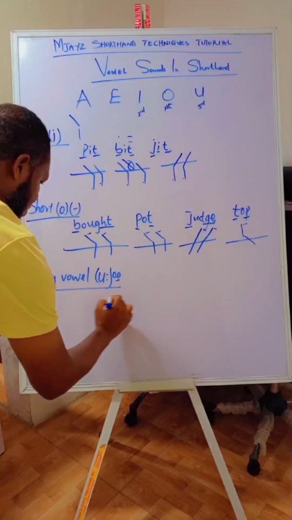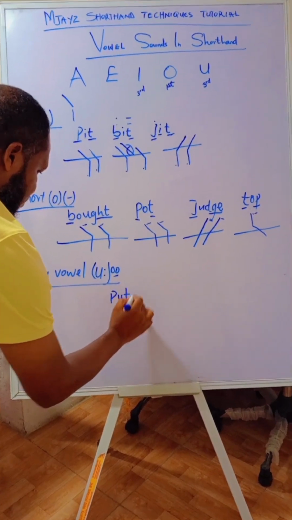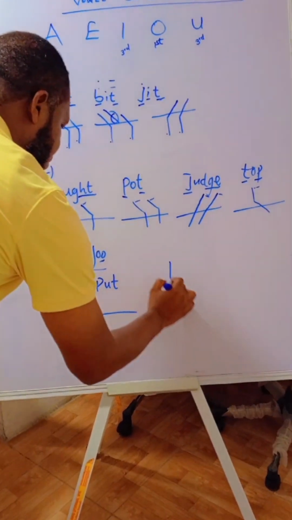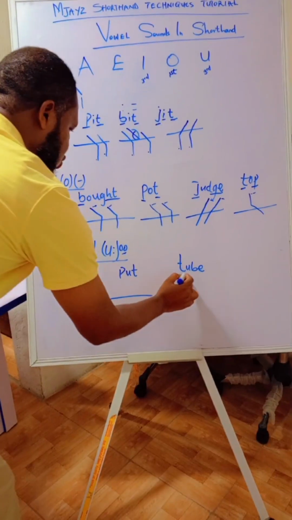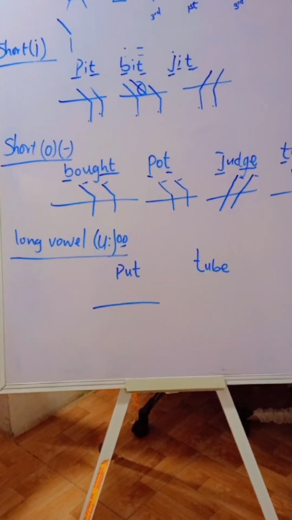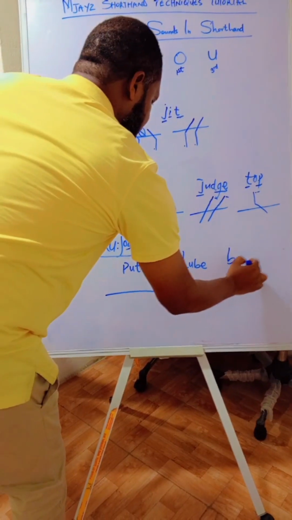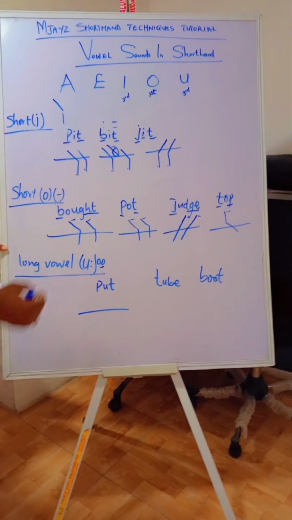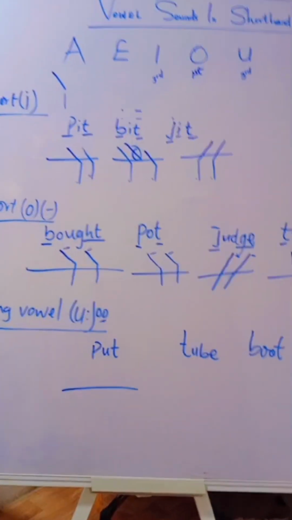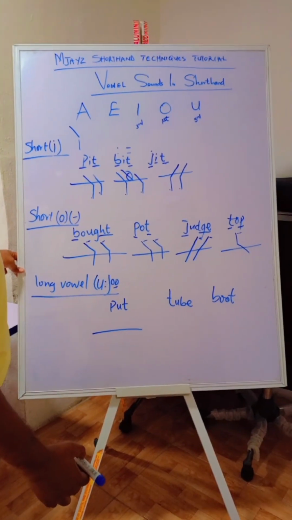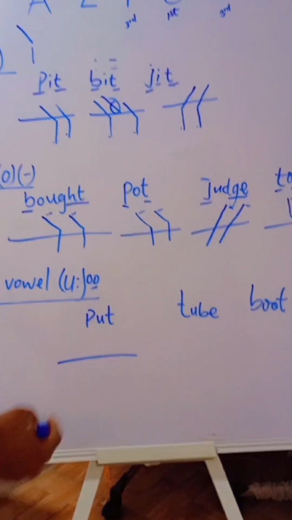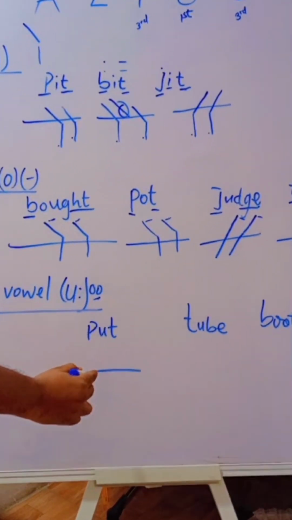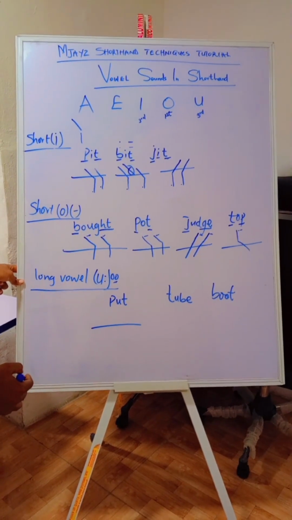Example is this. We have number 1, "put". We are going to represent this, and the next one is "tube". Put, tube, boot. So this works as "ooh". Like I said, it's a third place vowel. So it shows that the first stroke will cross the line, then the second stroke begins under.